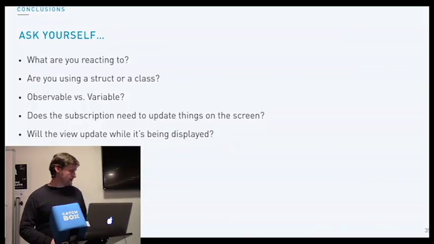Observable versus variable, I kind of touched on this, but only use variable if you need to be able to set the value ad hoc, like set a new event on the stream. Very useful for view models. That's probably where we use them the most. And an observable you can basically think of as a pipe. It just gives you the next value, so it's a little more simple.